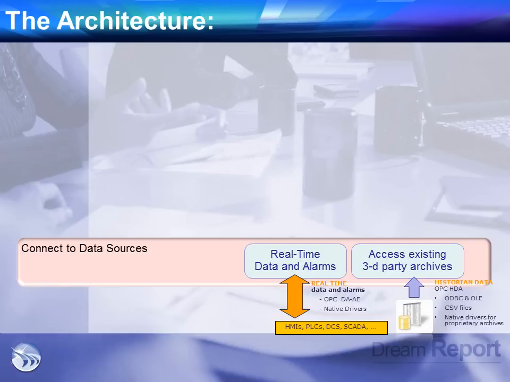But besides that, Dream Report can access also closed proprietary archives using a wide list of native drivers. Besides that, Dream Report has automatic drivers which allow accessing multiple Excel or CSV files and automatically retrieve data from external archives.